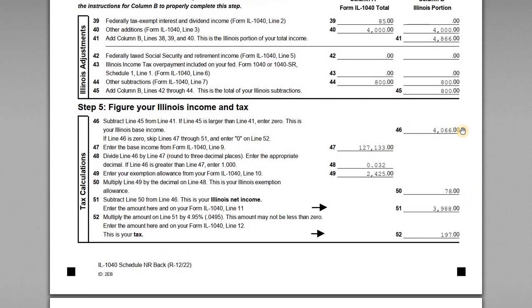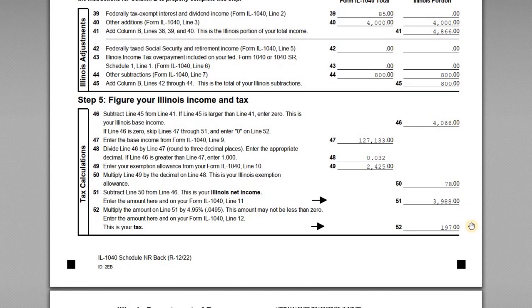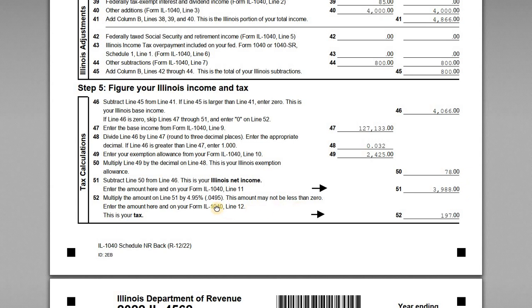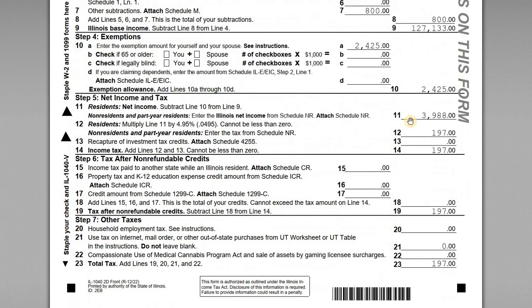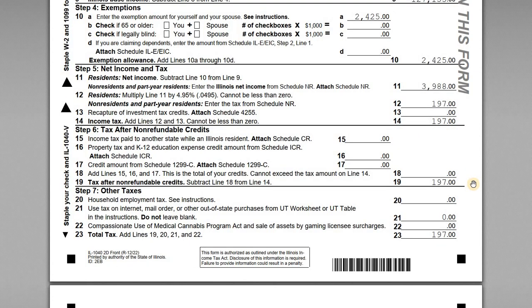So now at the very end of this, we've got the $4,066 of the Illinois source base income minus that reduced exemption allowance gives us Illinois taxable income of $3,988. The $3,988 multiplied by 4.95%, which is the tax rate, gives us $197 of taxes. So once we have lines 51 and 52, we can go back to the 1040, populate lines 11 and 12, so we got our $3,988, our $197 in tax. So that's the amount of tax that we're going to owe, right?